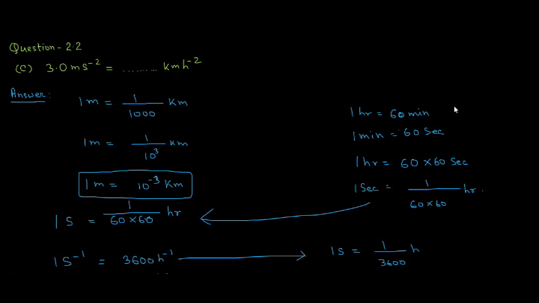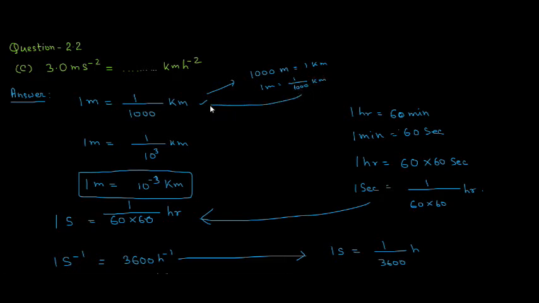Let us solve this question again for Mahi and other students. So we know that 1 meter is equal to, first step, we know that 1 meter is equal to 1 upon 1000 kilometer. Why? Because it is simple that 1000 meter is equal to 1 kilometer. So 1 meter is equal to 1 upon 1000 kilometer.